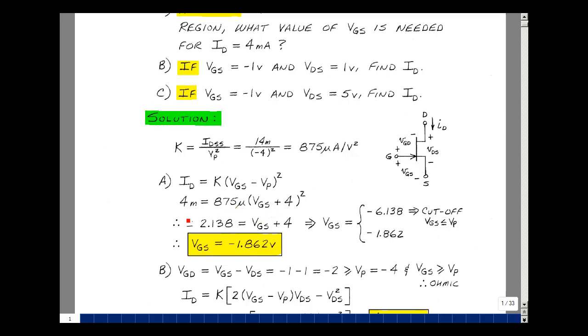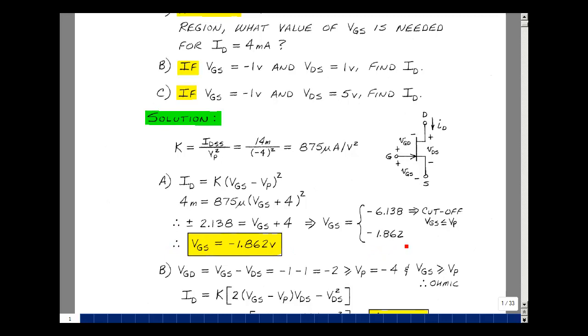Let's divide by this. Take the square root of both sides of the equation, so we'll get the gate source plus 4. When we take a square root, you have a plus and minus root. Solving for the gate source voltage, we'll have two possible answers. So we're going to bring 4 over here. Minus 4 minus 2.138 is minus 6.138. And then minus 4 plus 2.138 is minus 1.862.